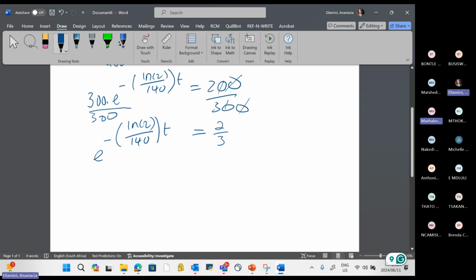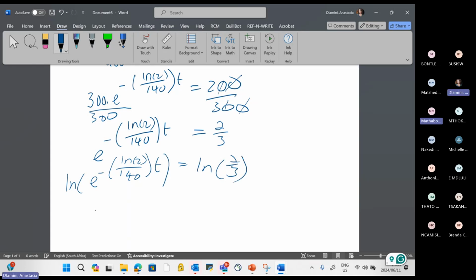Yes, ma'am. So then from this point, what did you do? I took the natural log because of e. Thank you. So you take the natural log because of e. So this is ln of e to the minus ln of 2 over 140 times t equals ln of 2 over 3. So then this is minus ln of 2 over 140 times t equals ln of 2 over 3.